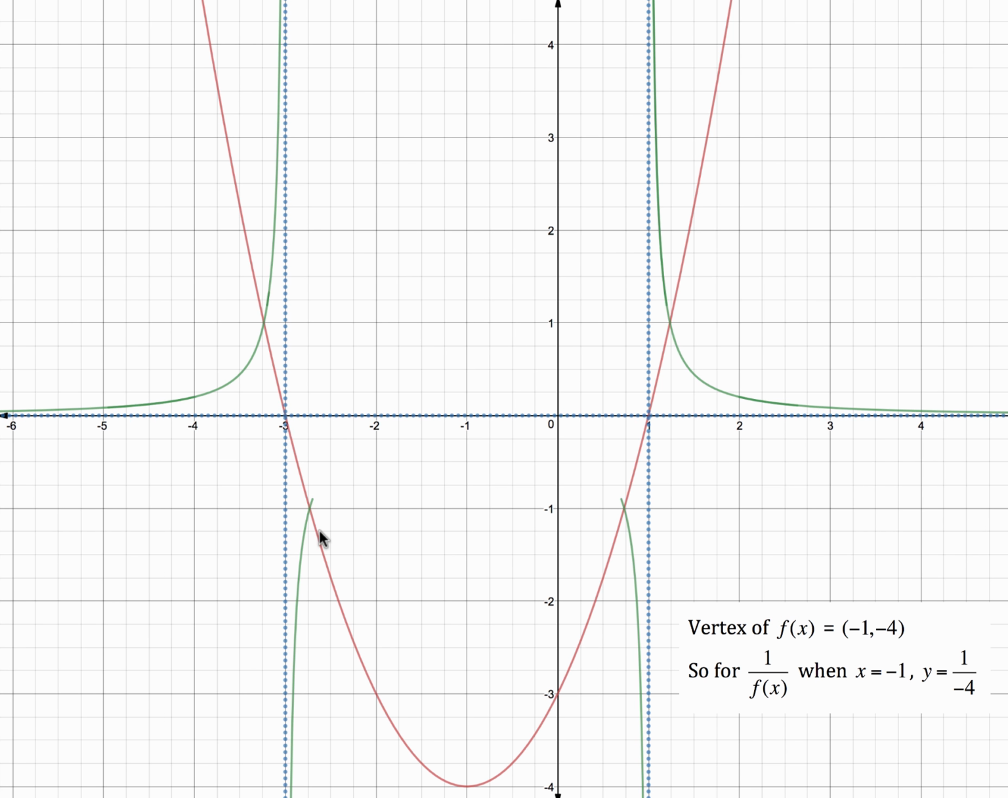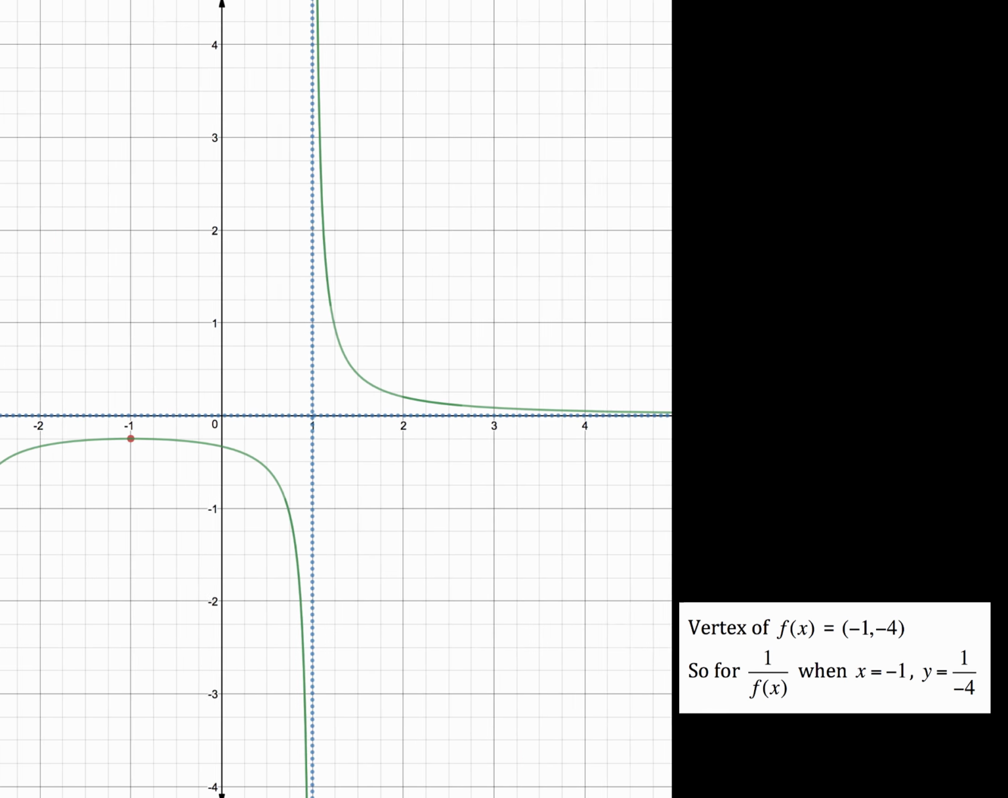So all that's left to do is to see how our reciprocal function behaves between these 2 points. Now between these 2 points, our function goes through a vertex at (-1, -4). So our reciprocal function will have to go through (-1, -1/4). So our graph is going to go through that point and create a maximum turning point. And that is the graph of the reciprocal function.